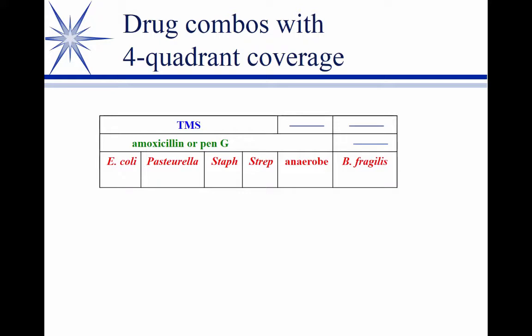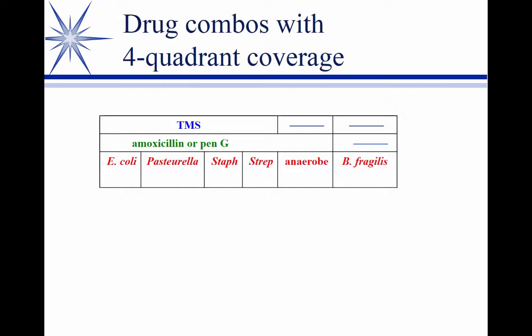Now, probably more common than single agent, though, is combination therapy toward four quadrant, okay? This is probably the least used. You'll see this used more in equine, but I mention it because it can work. You've got your trimethoprim sulfa, and because we use so little trimethoprim sulfa, remember the five different toxicities or side effects that TMS causes in dogs? I hope you do, because you're going to see it on Thursday. We don't use as much of it.